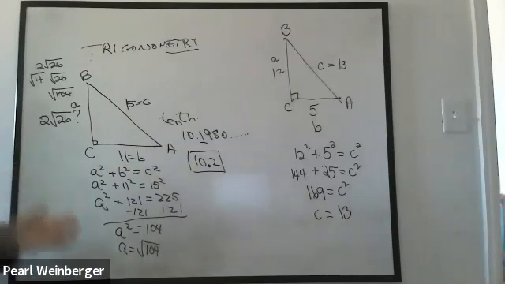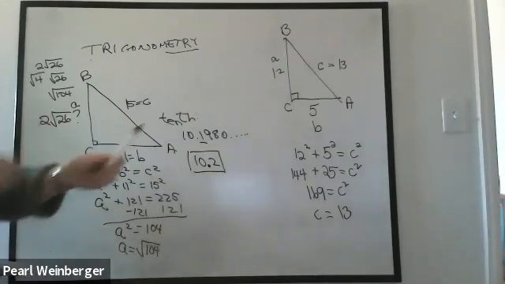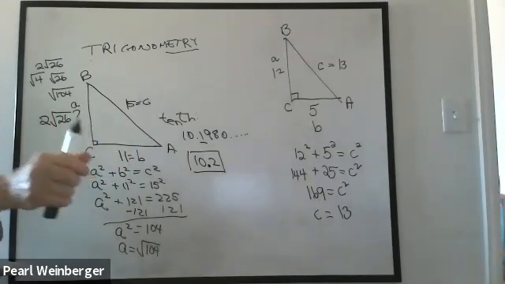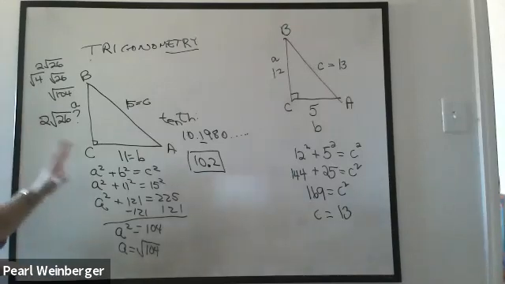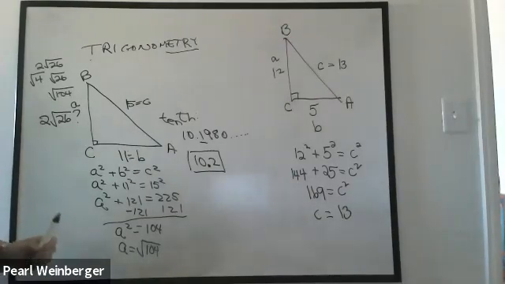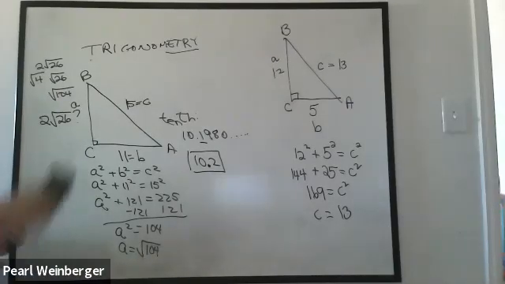Again, it depends on what you are asked to find. But this is how you use the Pythagorean theorem to find the third side of a right triangle. Given any two sides of a right triangle, you can figure out the third side using this formula. Okay, with that being the case, we're going to now go on to the trigonometry.